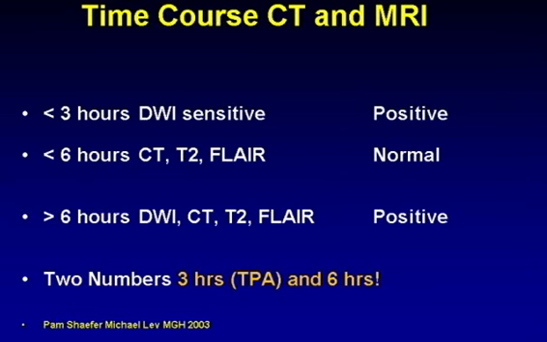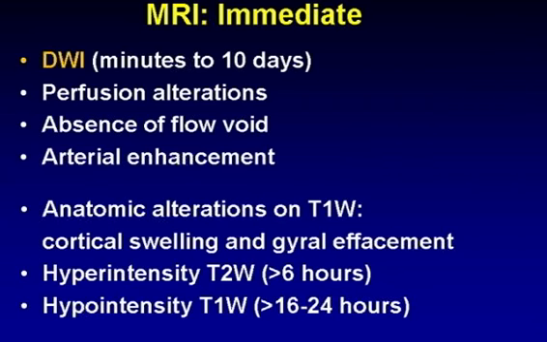conventional MR imaging. Within the first few minutes, the diffusion will be abnormal, and within the first few seconds, in animal studies, you'll see abnormality with perfusion weighted imaging. Other signs that you want to look for on MR imaging are absence of a flow void, particularly when you look at the axial T2 weighted imaging.